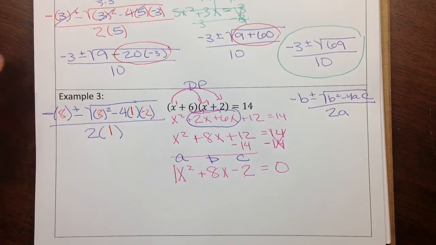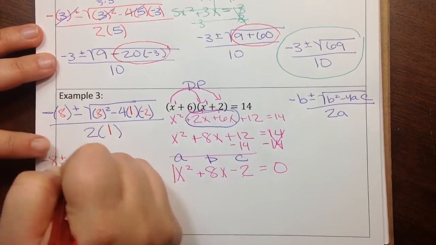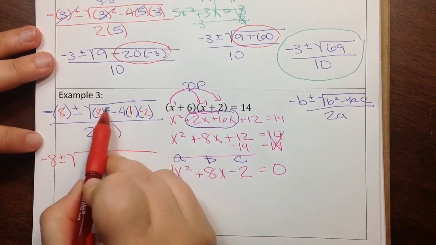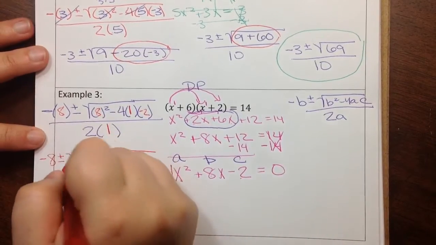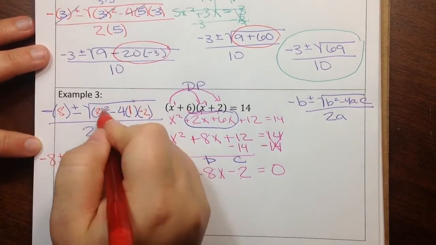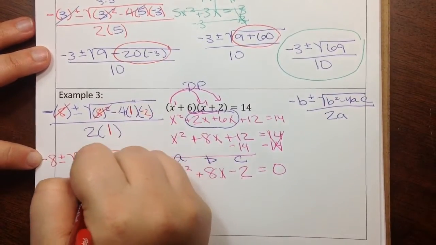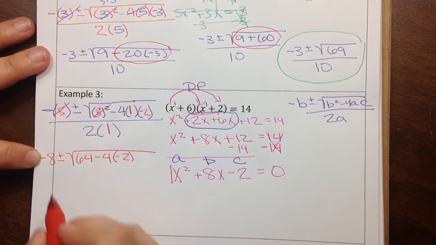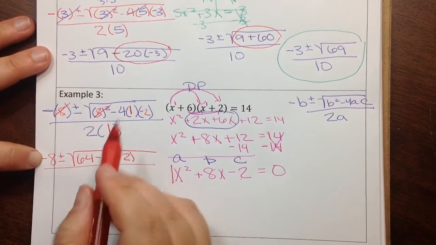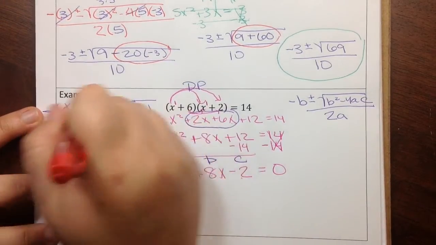So now we're going to work them out. Negative 8 stays negative 8, plus or minus the square root. 8 squared is not 8 times 2. It is 8 times 8. 8 times 8 is 64. So done, done. Negative 4 times 1 is negative 4. And then we're going to bring down that negative 2, all over 2 times 1, which is 2. So everything here is done.